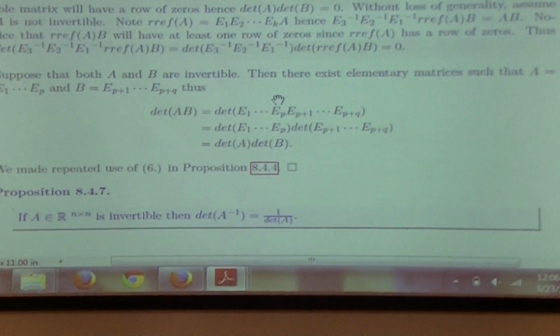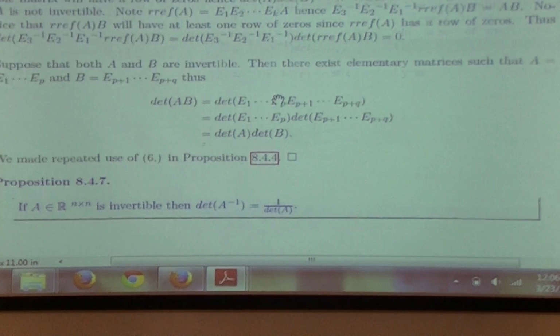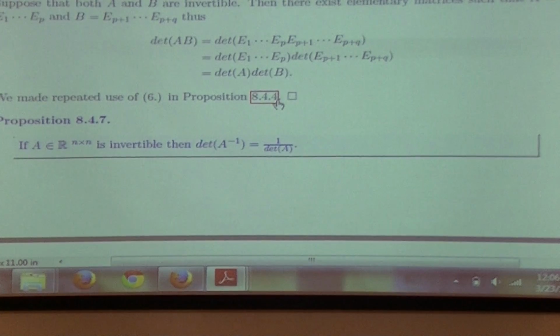You're like, okay, that seemed pretty easy, actually. Not too bad. Then you can say, what's the determinant of the inverse, right? Well, you can say lots of things.